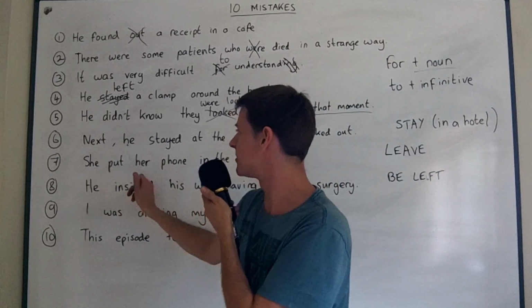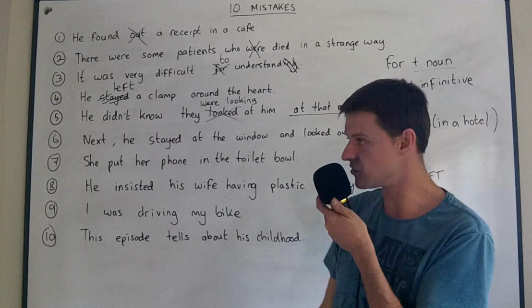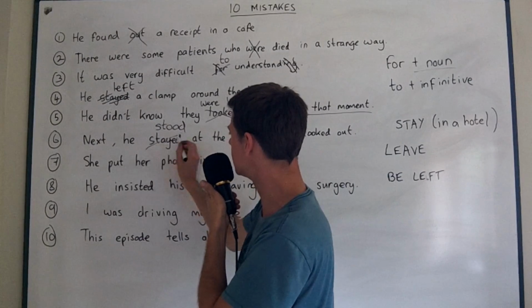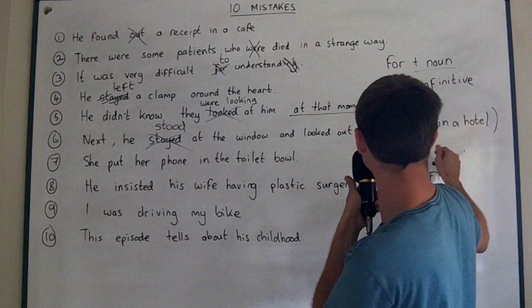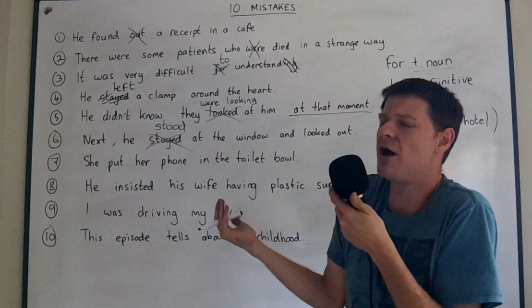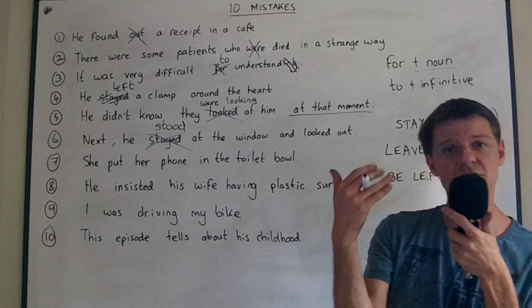Okay, number 6, another problem with stay. Next, he stayed at the window and looked out. Stay does not mean stand. Next, he stood at the window and looked out. Okay, you can stay at a hotel, you can stay at home because it's raining, but why would you stay at the window? You might stay near the window because you want the sun on your face.